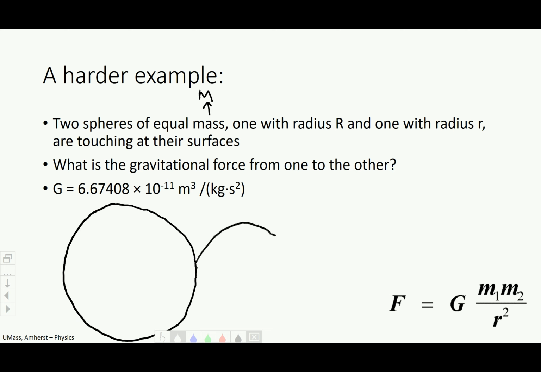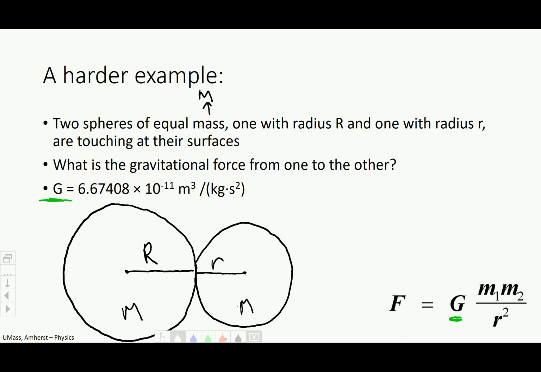So let's say that we have these two spheres. One has radius big R, one has radius little r, and they both have mass m. So what do we want to do? We want to find the gravitational force. So we're going to leave big G as big G.